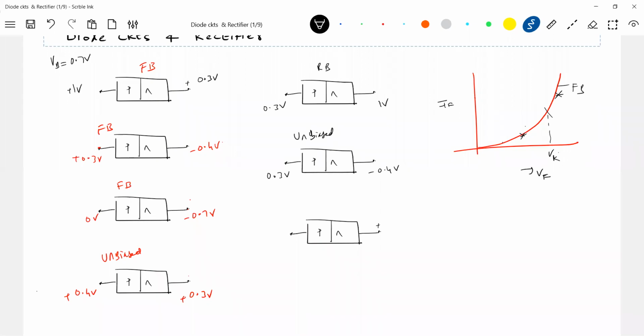0.7 only now, sir. Okay, 0.7, I'll write it like this. Unbiased, if I write, the second case is already there, no? One more unbiased, everything is in order. Then this will be forward biased.